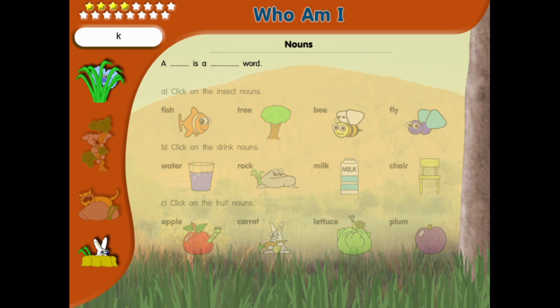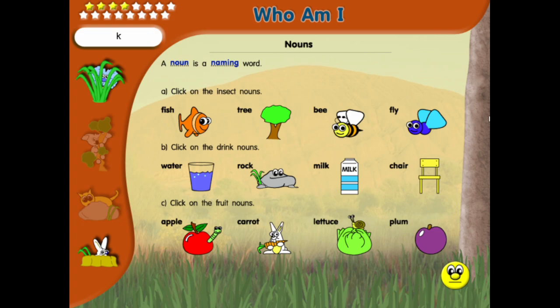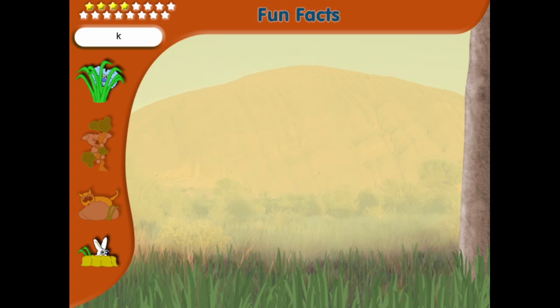Who am I? Complete the definition. Noun. A noun is a naming word. Click on the correct insect, drink, and fruit nouns, and when you are done, just click on the smiley face to check your answers. Fish. Bee. Fly. Water. Milk. Apple. Plum. Wow.